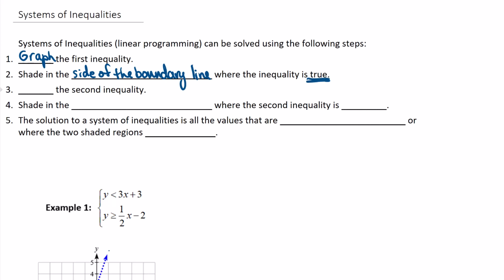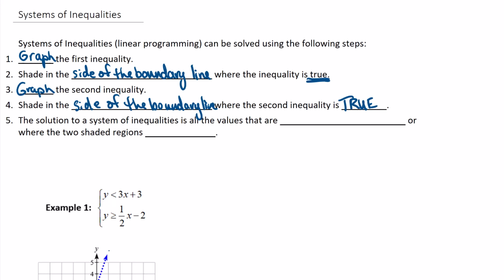Third, we want to graph the second inequality, and step 4 would be shade in the side of the boundary line where the second inequality is true.